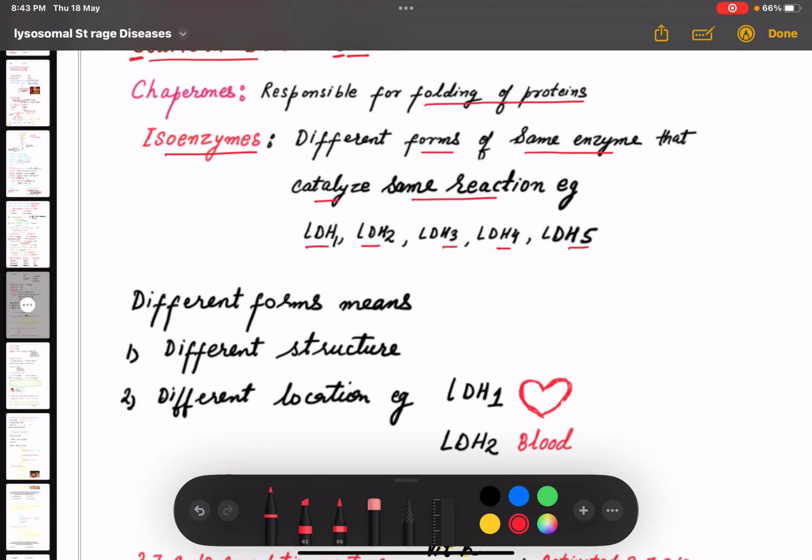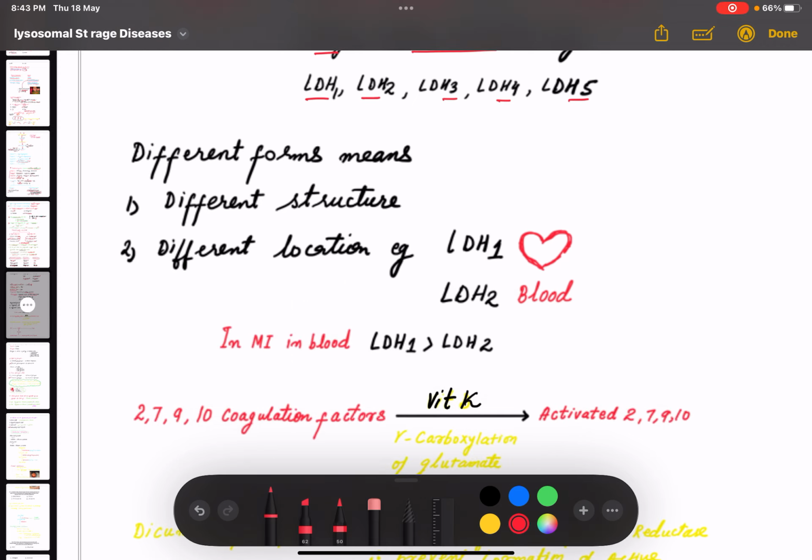What does it mean, different forms? The enzyme is the same, but what does it mean, different forms? Different forms mean they have different structures. All these LDH have different structures and different locations.